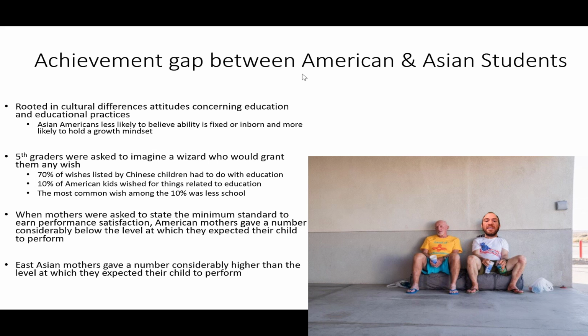When mothers were asked to state the minimum standard to earn performance satisfaction, American mothers gave a number considerably below the level at which they expected their child to perform, and East Asian mothers gave a number considerably higher than the level at which they expect their children to perform. So here you can see different cultural values emphasized in particular countries, in this case China, and East Asian mothers more generally.